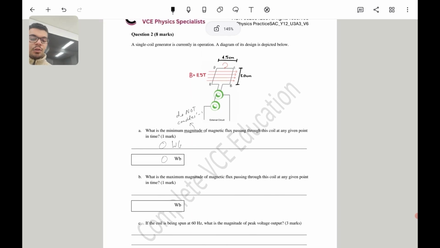What is the maximum magnitude of the magnetic flux passing through the coil? Okay, so this will happen in the vertical position when our coil is fully perpendicular to the magnetic field lines, and hence all of these magnetic field lines are able to penetrate the area of the coil. So for this, guys, we have to look at the dimensions given in the diagram. Okay, so the magnetic flux would just be equal to 11.5 times 0.45 times 0.05, and that'll give you the answer 0.026 Webers.